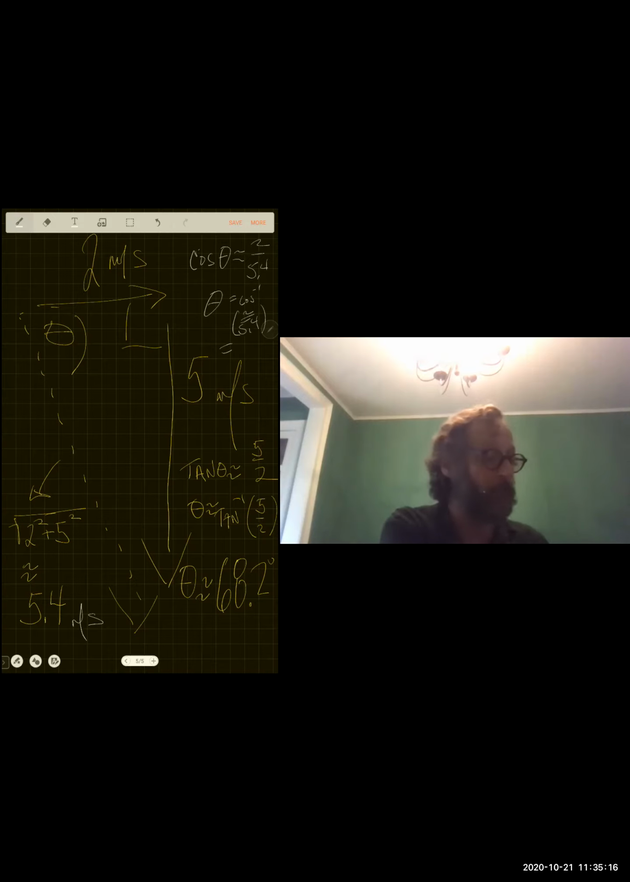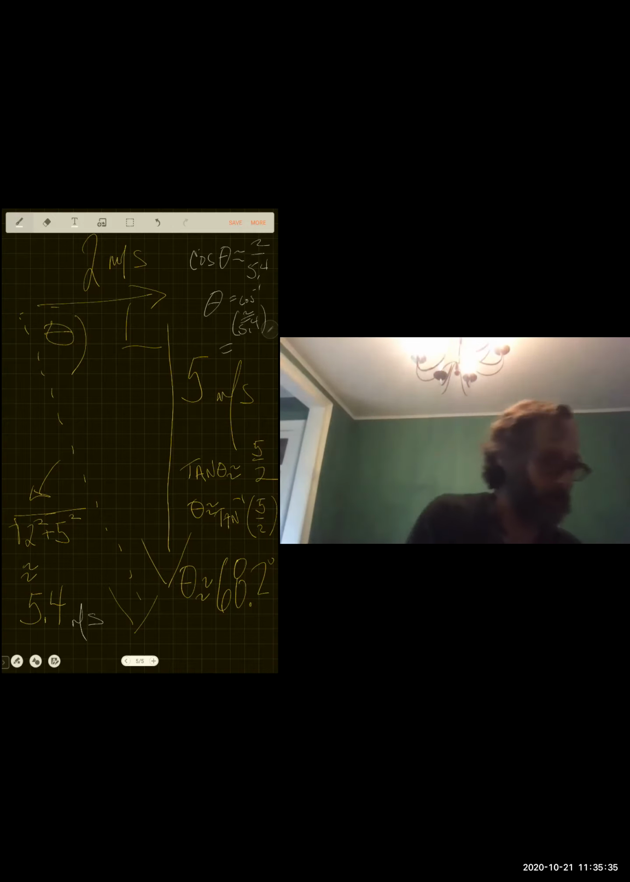Well, here's the thing. According to our belief in vectors, when you place two vectors tip to tail, you're adding them. So according to this picture, the 2 is being added to the 5 to get 5.4. Now, what does it mean to add velocities? I have to back up for a second. Well, in fact, I'm going to write.